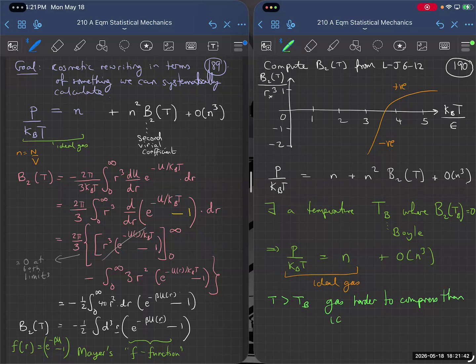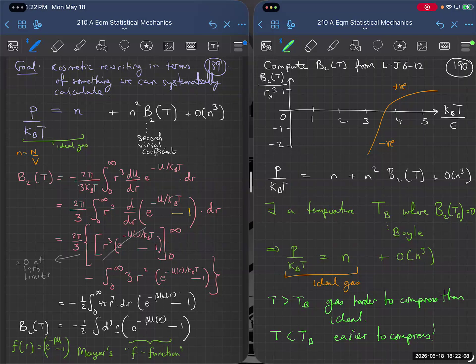Than an ideal gas. And for T less than T_B, it's easier to compress. And so that's that. And you might say, well, if it's easier to compress, can the whole pressure get negative? Well, in principle it could, but then you have higher order terms that would prevent that.